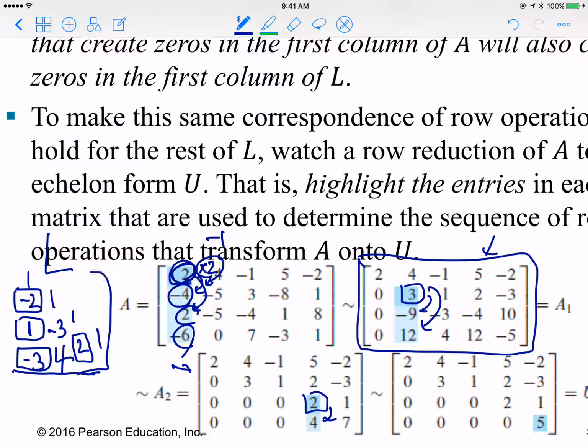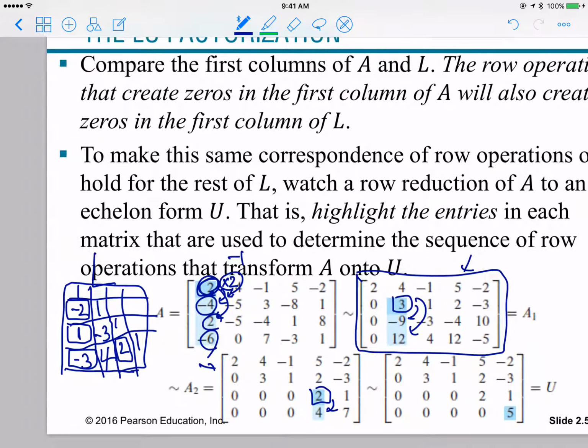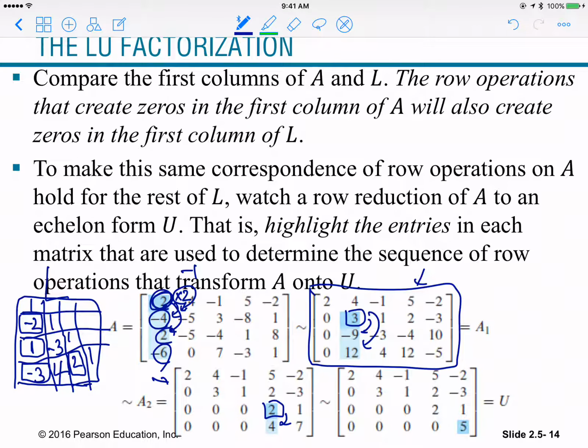I'm trying to make it a square matrix. It looks ugly, but this is your L. And then what is U? U is just the reduced echelon form of your matrix. And altogether, this matrix times your echelon form, or U, will be your answer for the LU factorization.